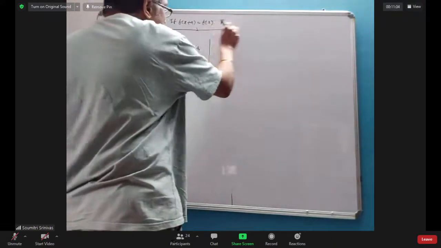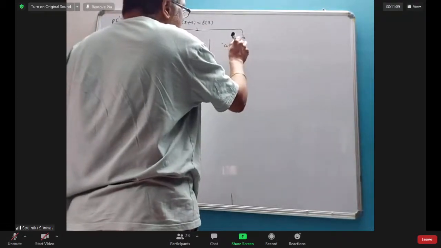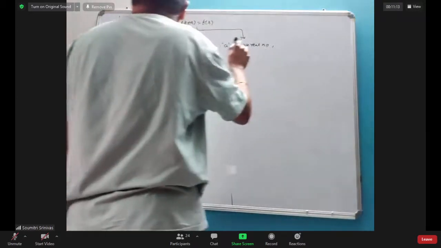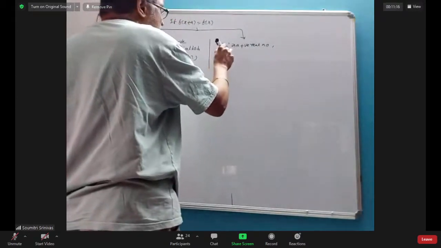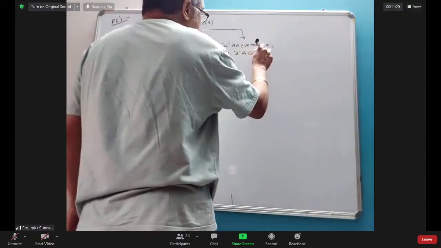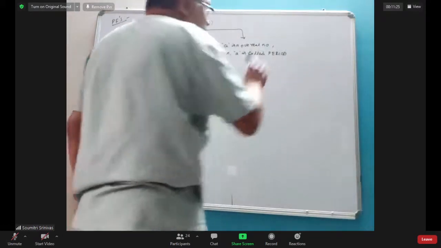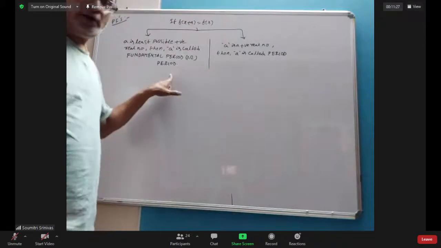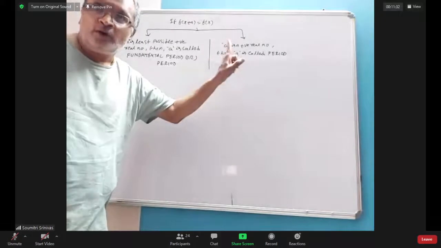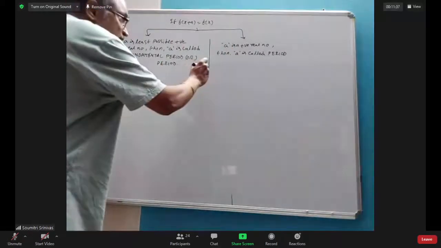Sometimes A is a positive real number, then A is called, what is A called? Period. Two words, fundamental period, or a period, only one word, period. What's the difference?